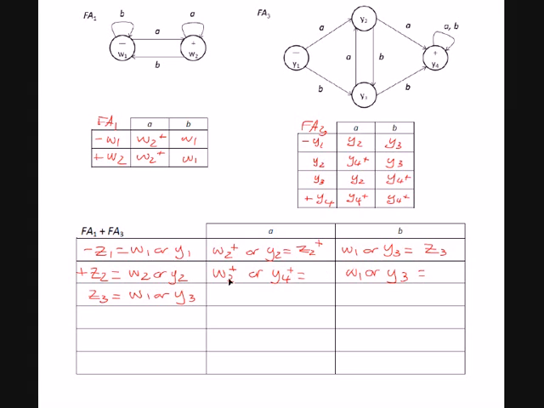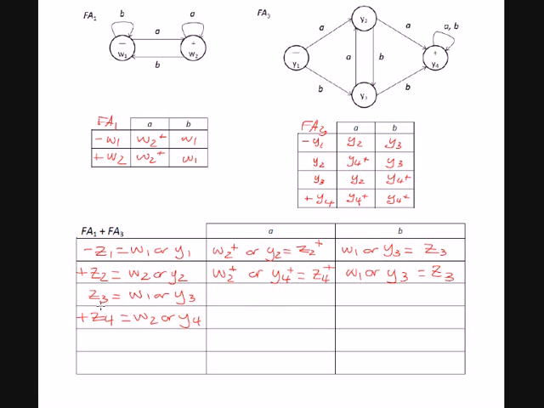Now let's have a look at combinations. W2 or Y4, that's a combination I don't have yet. So that's going to be a new state, that'll be state Z4. And because one of them, although in this case it's both, is a final state, this will also be a final state. So the final state Z4 is W2 or Y4. W1 or Y3, I have that already, that's state Z3, so that's going to be state Z3.